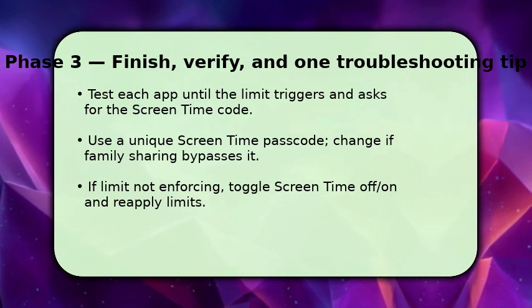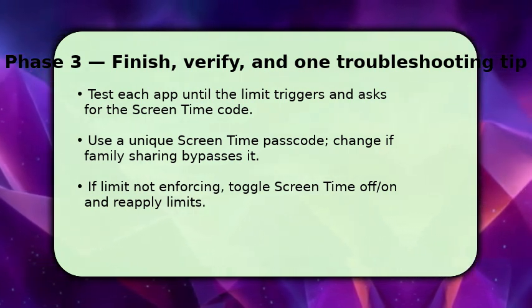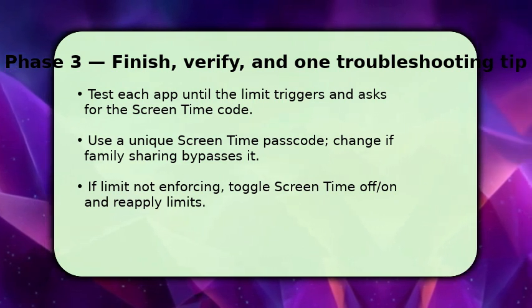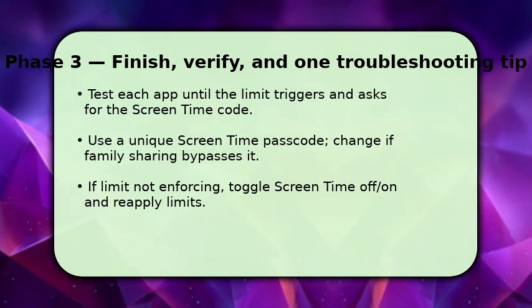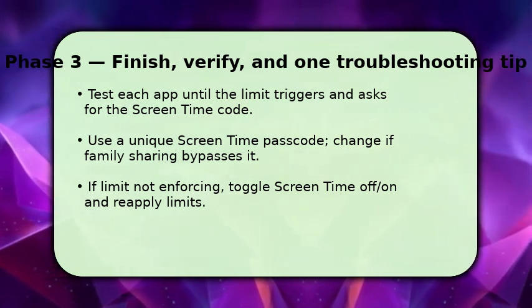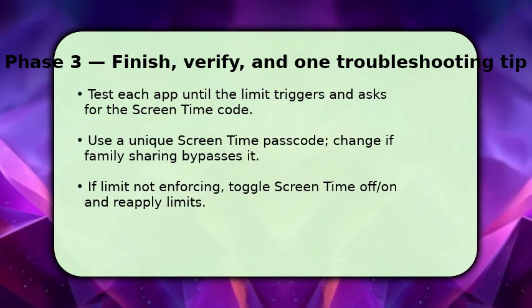If a limit fails to apply, restart the iPhone, toggle Screen Time off and back on, then re-enter limits. This resolves sync glitches. That troubleshooting tip fixes most issues. Otherwise, reset the Screen Time passcode from Settings if you're locked out.